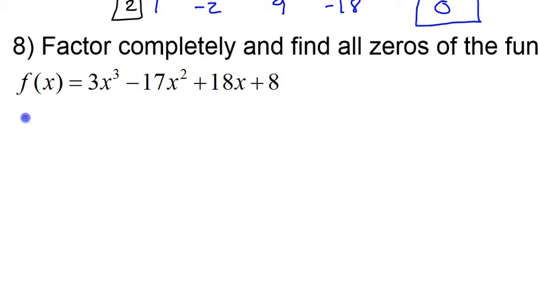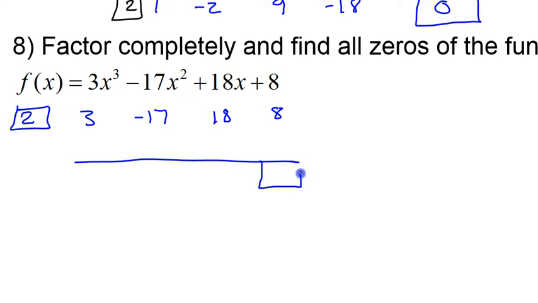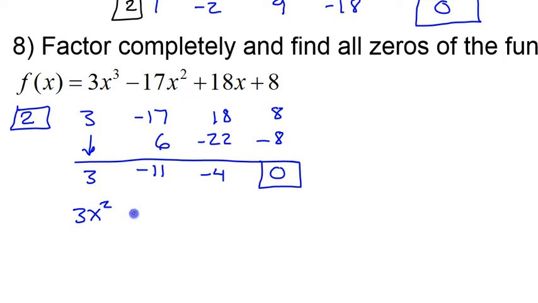So let's go ahead and use that 0 of 2. We've got 3, -7, 18, and 8. Three times 2 is 6. That's going to make -11. 2 times -11 is -22. That's going to make -4. -4 times 2 is -8, which does make 0. So now let's put the variables back in. So this will be 3x squared minus 11x minus 4.